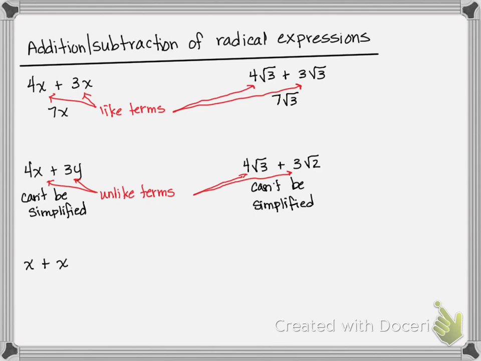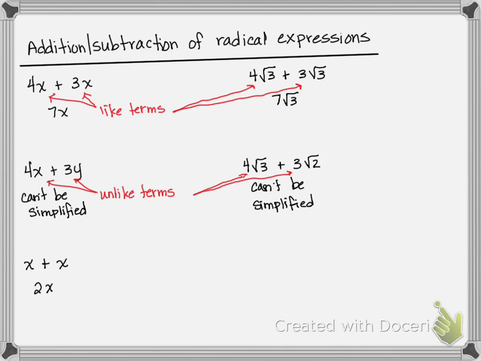What is x plus x equal to? 2x. Right, because that is 1x plus 1x. In general, when you add and subtract, it changes the coefficient, so the number in front. And when you multiply or divide, it changes the exponent. So here we're adding, and so we have 2 x's.